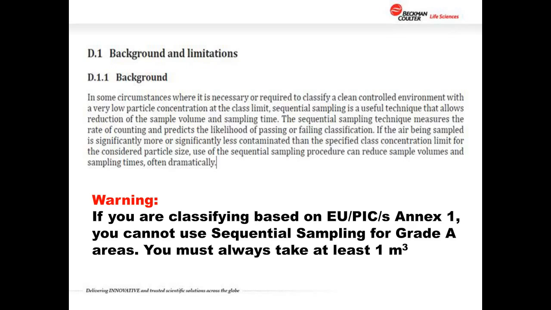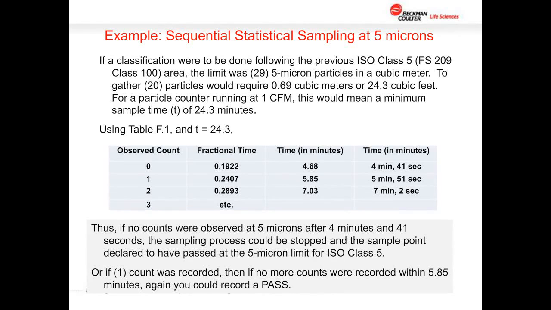If you don't take the full cubic meter or larger, then you cannot call it a grade A. So just be aware, if you've used this term for your area, grade A, B, C, D, you need to be mindful as to whether or not you can use sequential sampling at all. But just be aware, it's an alternate method and sometimes very useful.